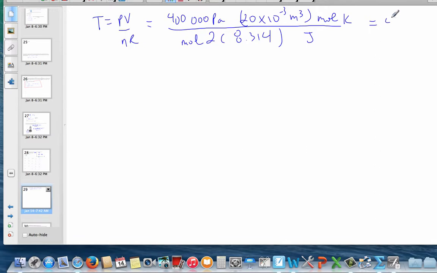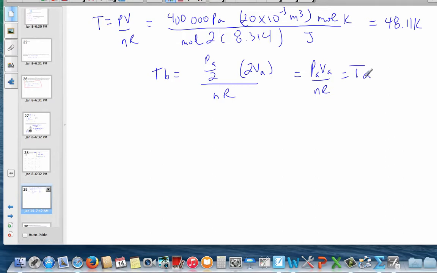Okay, so this works out to 48.11 Kelvin, and that'll be the temperature at both A and at B, because at the point B, the volume is doubled, right? You're going to have twice the volume of A, but the pressure has been halved. So you see that the 2's just cancel out, and it's the same ratio as the point A.